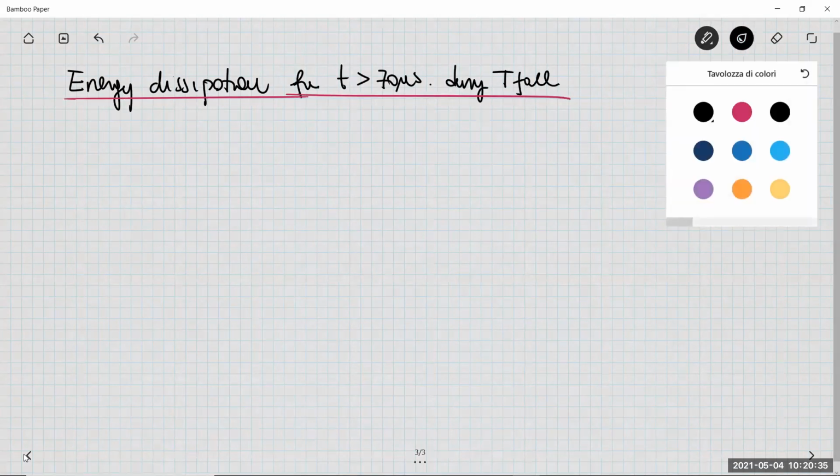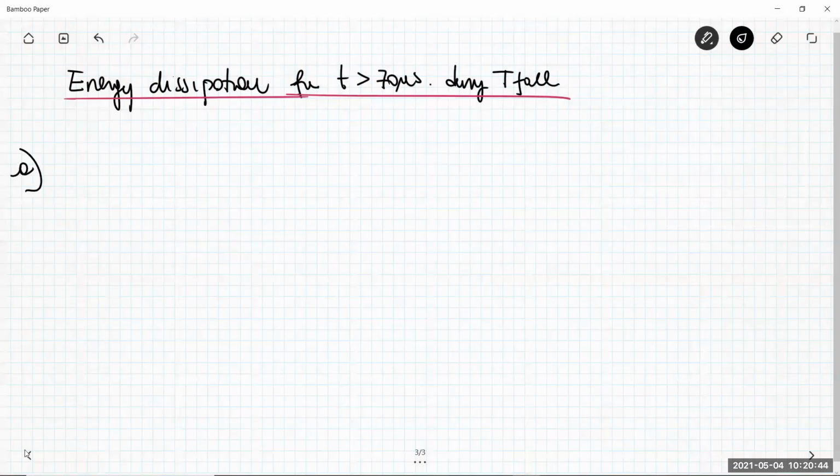We can use different methods. Let's start with the first one, let's call it A. You can dissipate the energy that can no more be recovered by using a resistor.